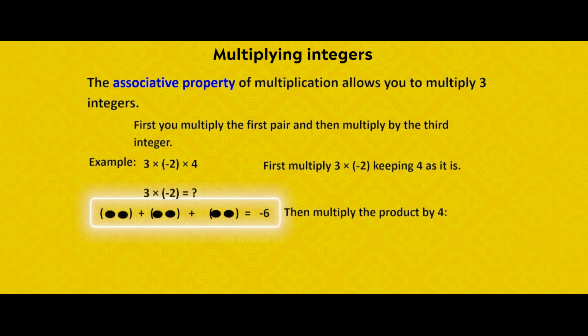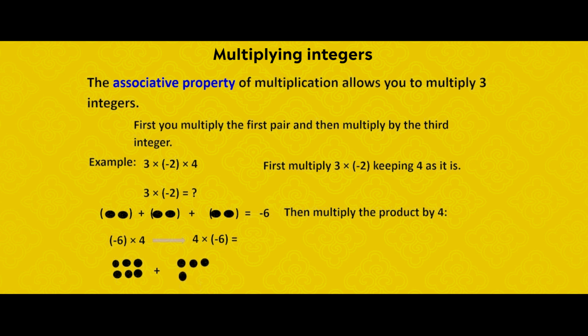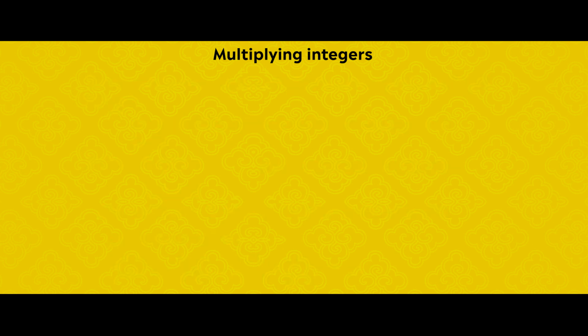That product we have to multiply with 4. So, negative 6 times 4, written as 4 times negative 6. That means 4 groups of negative 6. So, here one group of negative 6 plus a second group of negative 6 plus another group plus another group. So, we said 4 groups of negative 6, which is equal to negative 24.